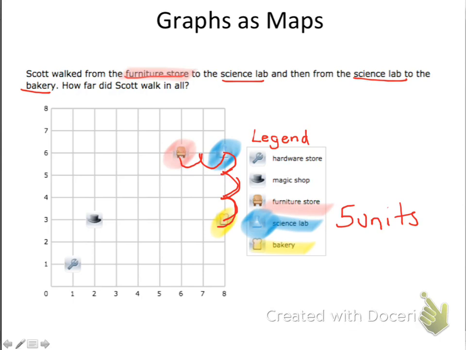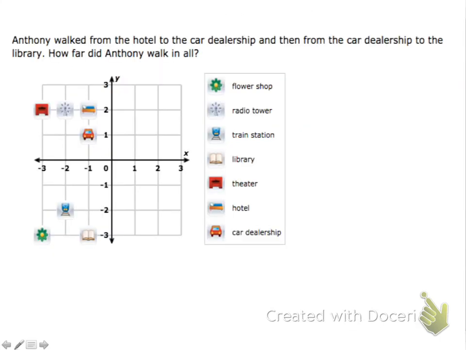Let's do another example. Anthony walked from the hotel to the car dealership, and then from the car dealership to the library. How far did Anthony walk in all? All right, we need to find the hotel. So our hotel is the bed here, which I can find right here. So we walked from the hotel to the car dealership, which is marked by the car. So we'll highlight the car dealership. And then from the car dealership to the library, and the library is marked by a book.